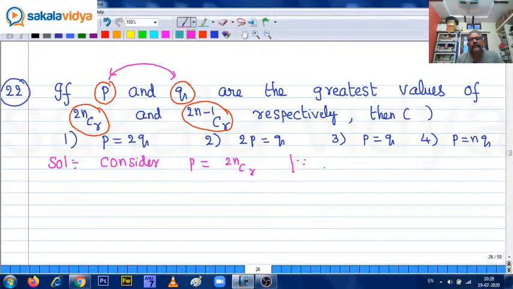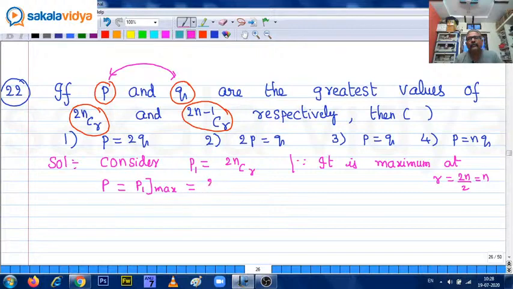See, 2n is an even number. It is maximum at R equal to 2n by 2, that is n. Now P becomes, let us say this is P1, P1 maximum. P1 maximum is equal to 2n Cn. Say equation 1.